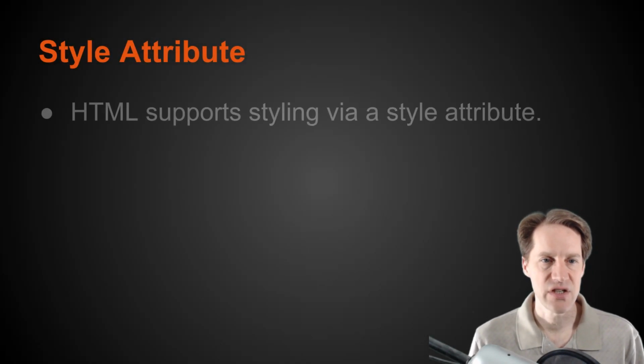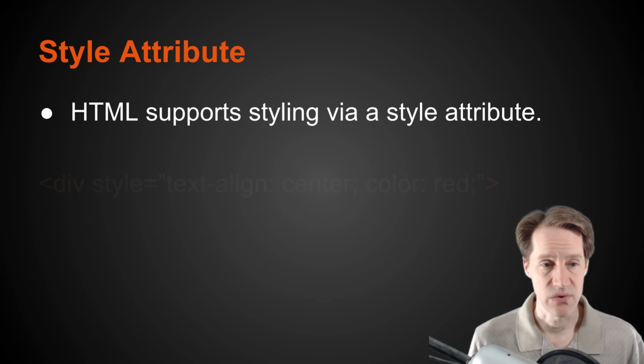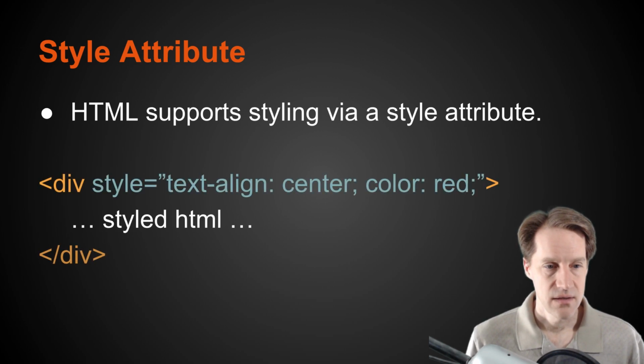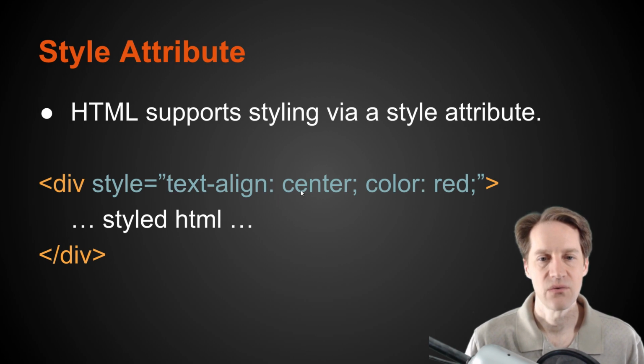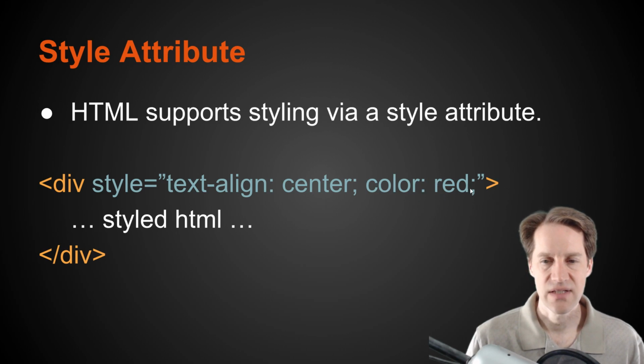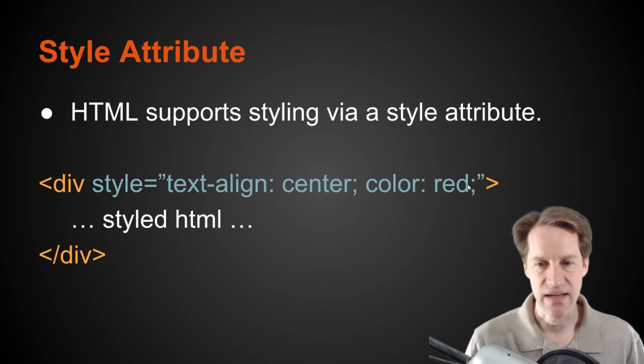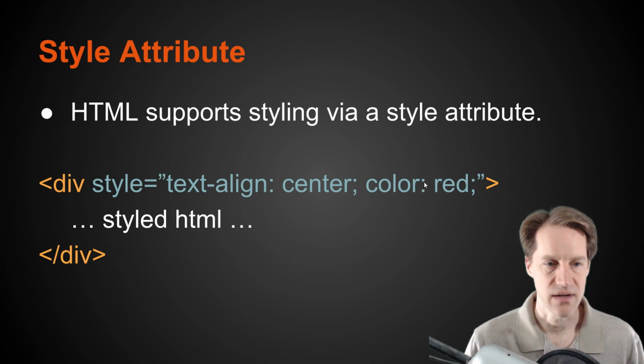So using the HTML style attribute. This is an example here of a div, and I'm using the attribute style, and I'm just putting the styles within it. So I need to write text-align colon, what I want it to be, semicolon, and then I can choose multiple styles to add on as long as I have a semicolon and then a space and then another style. I can keep adding styles to make it quite long.